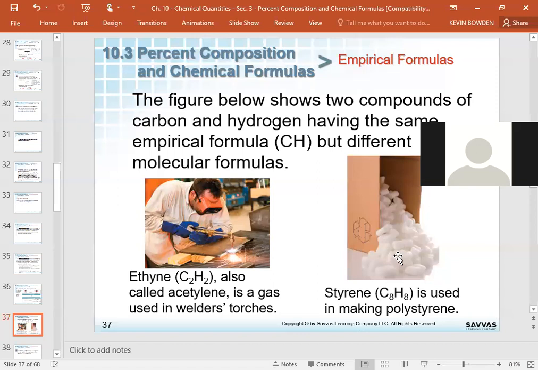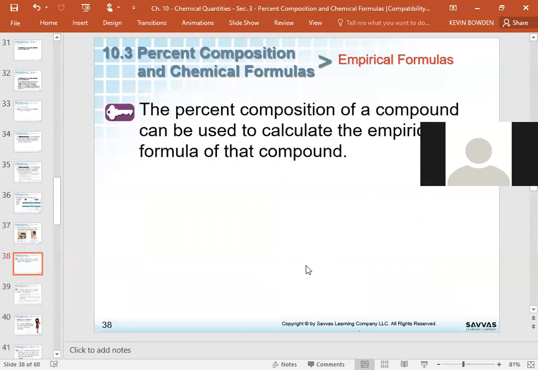Anybody in here actually taking a welding class or planning to? Okay, but if you do, that's probably what you're going to be using, acetylene. There are other torches, but it's good for welds.